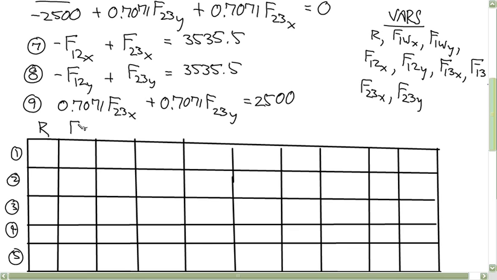R, F1WX, F1WY, F12X, F12Y, F13X, F13Y, F23X, F23Y, and this is that constant vector on the other side.